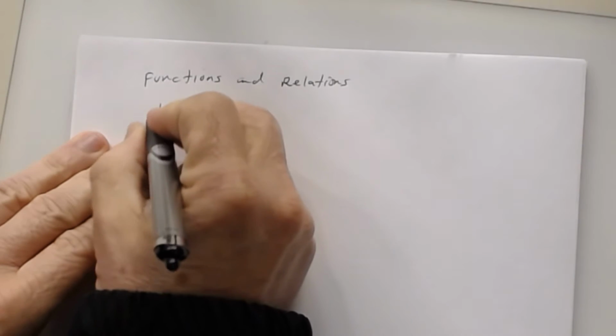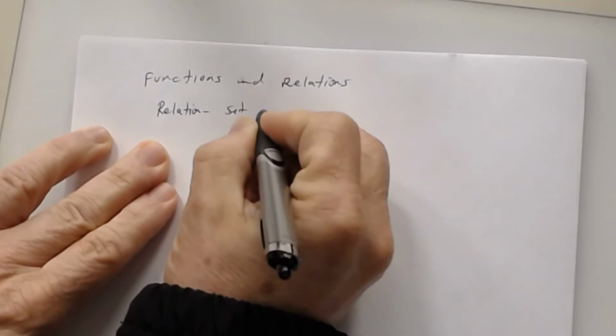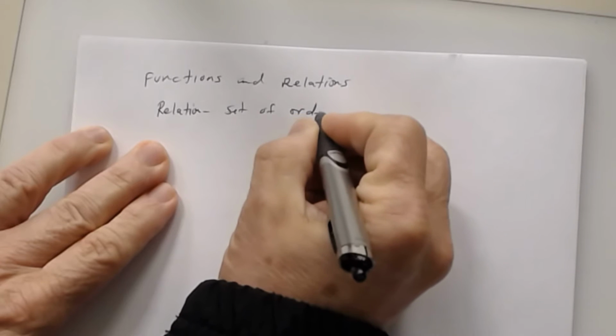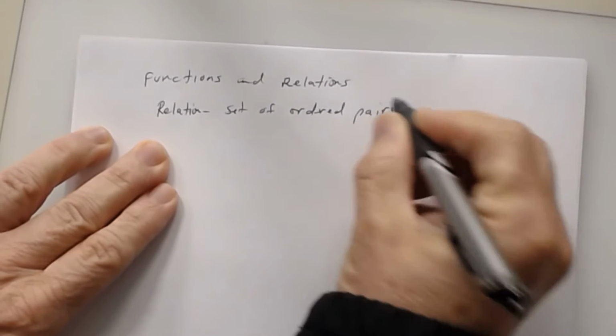Okay, so let's talk about a relation. The mathematical definition of a relation: a relation is a set of ordered pairs. That's what a relation is, a set of ordered pairs.